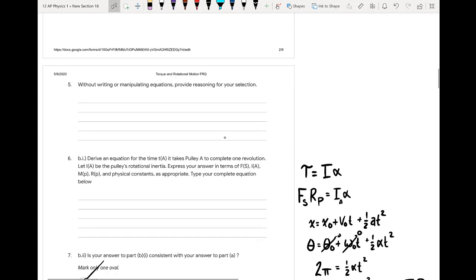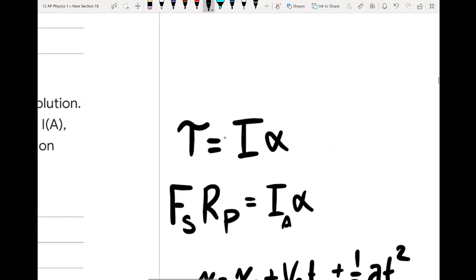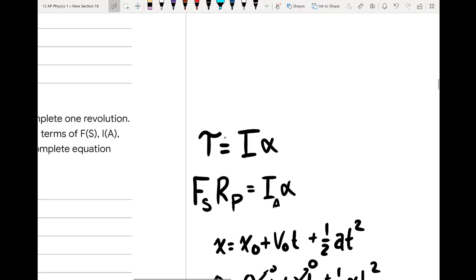And then deriving the equation. This one I went ahead and did already, but deriving an equation for the time T_A it takes pulley A to complete one revolution. Let I_A be the pulley's rotational inertia. Express your answer in terms of F spring, I_A, M_P, R_P, and physical constants as appropriate. Type your complete equation below. So here we can start out and say, well, this system is being torqued.